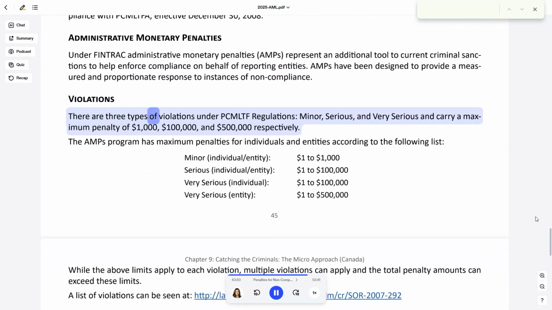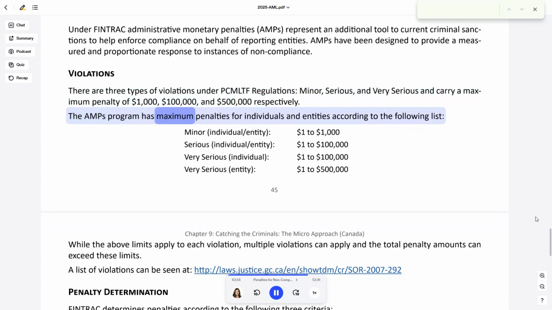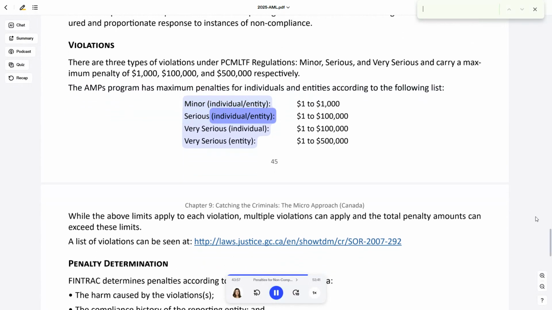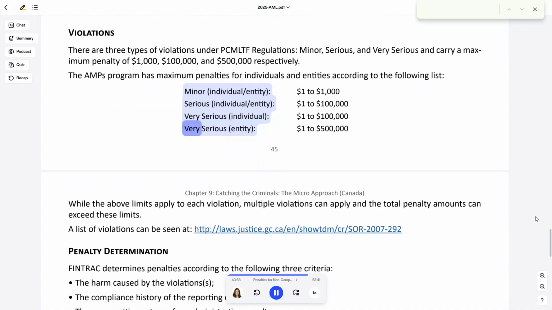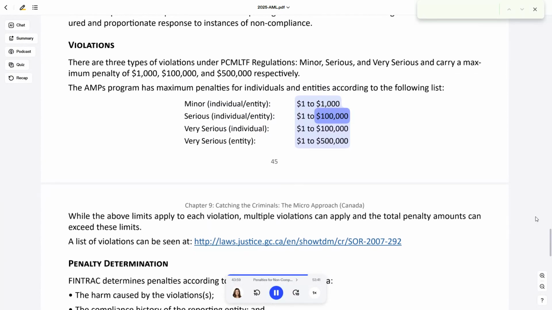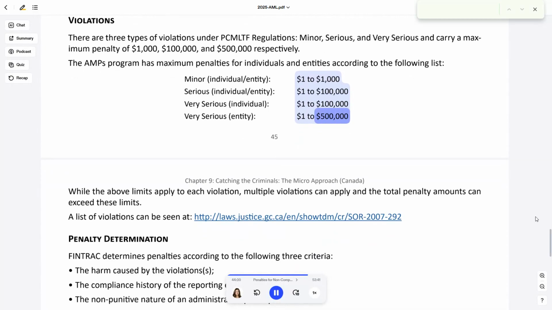There are 3 types of violations under PCMLTFA regulations: minor, serious, and very serious, and they carry a maximum penalty of $1,000, $100,000, and $500,000 respectively. The AMPS program has maximum penalties for individuals and entities according to the following list: minor individual/entity $1 to $1,000; serious individual/entity $1 to $100,000; very serious individual $1 to $100,000; very serious entity $1 to $500,000.